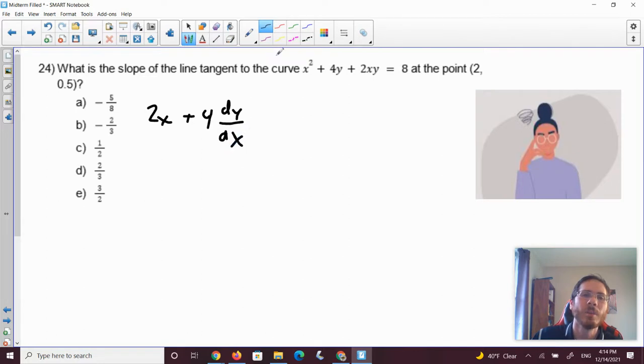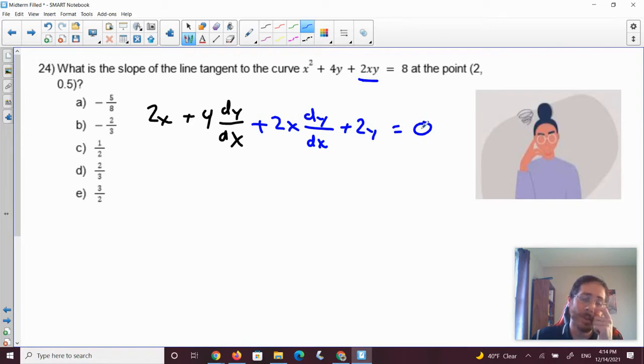And that's all pretty normal. But then they snuck in this 2xy, which is a product rule. So we have to do plus 2x dy/dx, and then plus 2y. Derivative of 8 is 0, so that's just going to be 0. So this product rule is very sneaky. So you have to be really careful and pay attention that that one is a product rule right there.